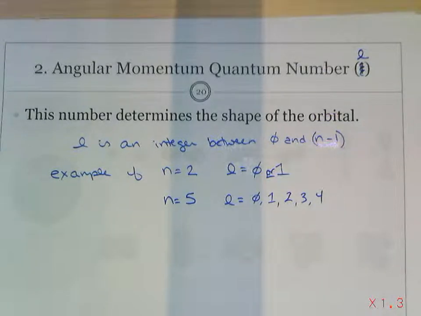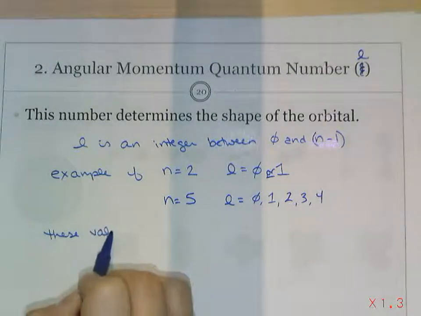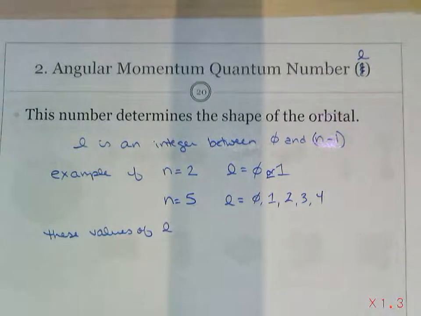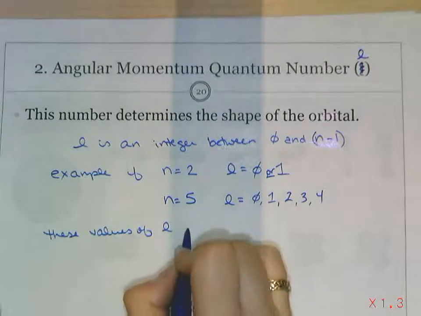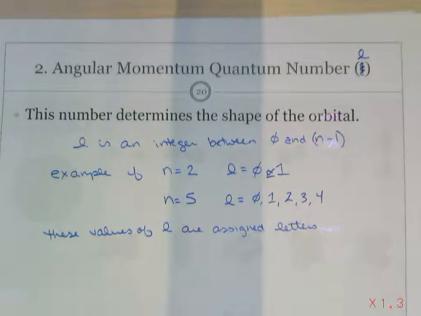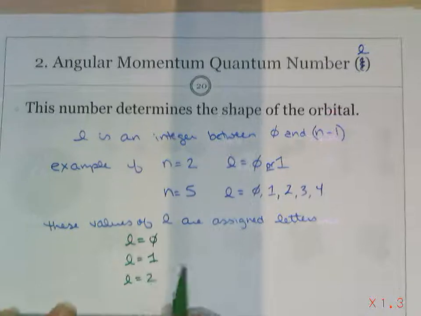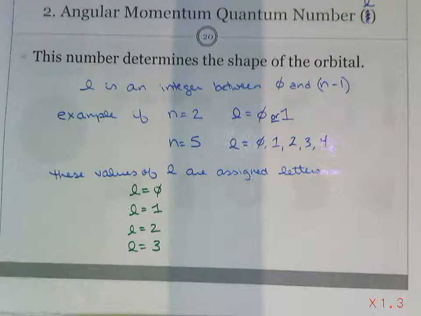Okay? All right, so then these values of L, if it wasn't confusing enough, are assigned numbers and letters. Those are going to be the values of L I care about, 0, 1, 2, and 3. Those are going to be the 4 I need you to know.